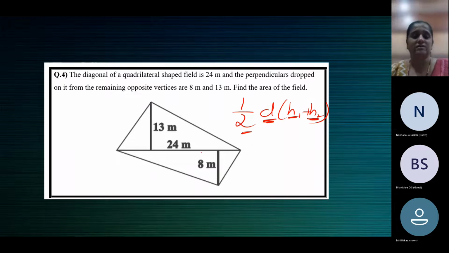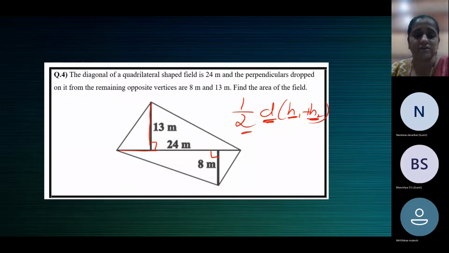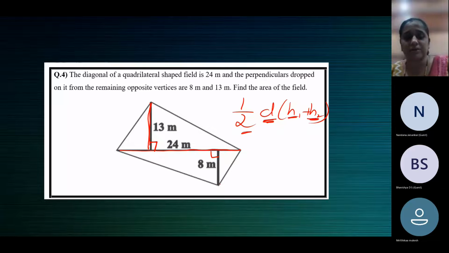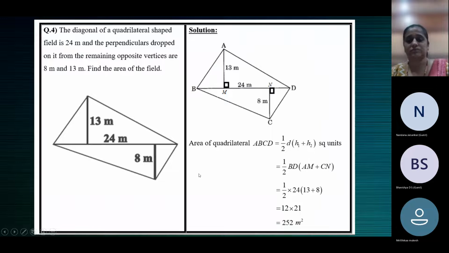These are the perpendiculars on the diagonal. See, this is the diagonal whose length is 24 meters. This is one of the perpendiculars on the diagonal, and this is the other perpendicular. So this is H1 and this is H2. These are perpendiculars on this diagonal of 24 meters. So half D into H1 plus H2.